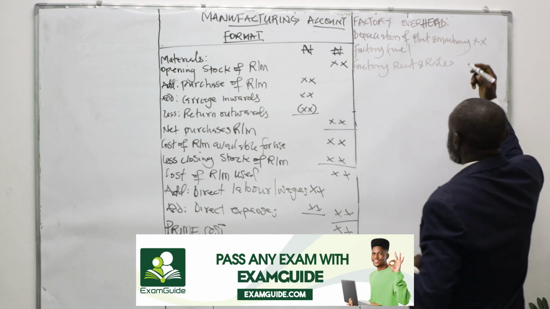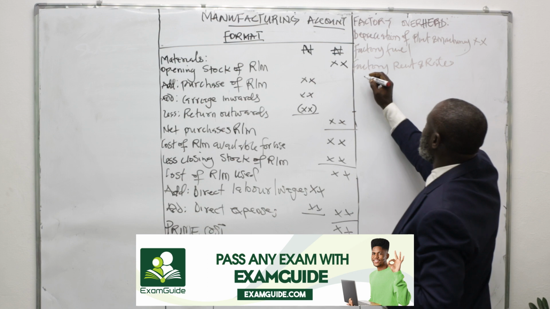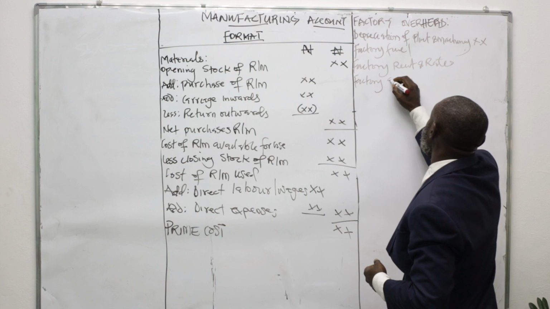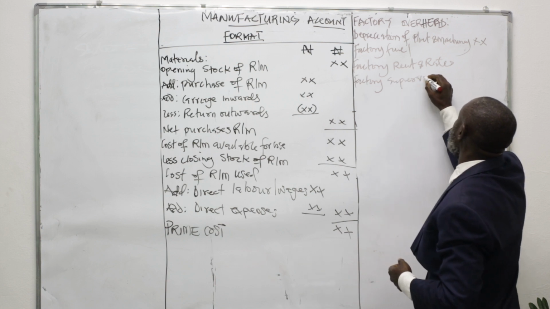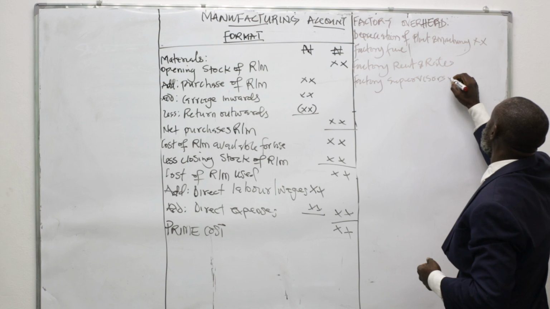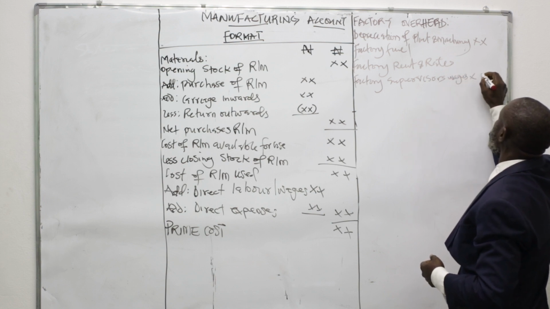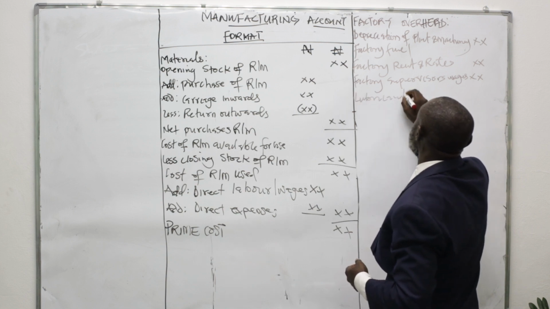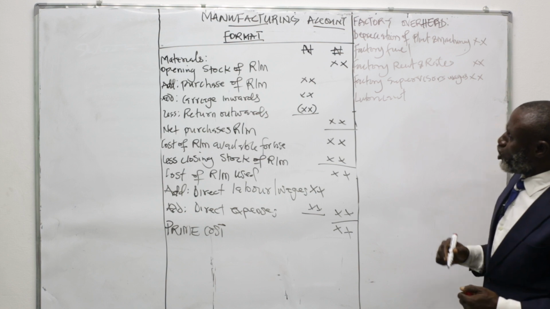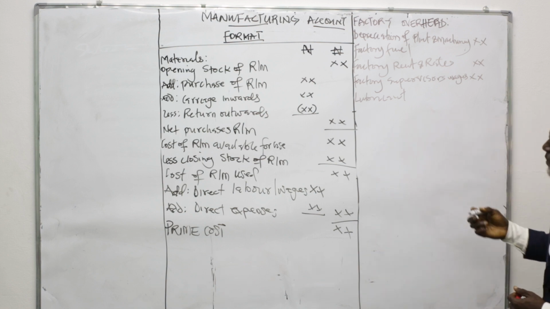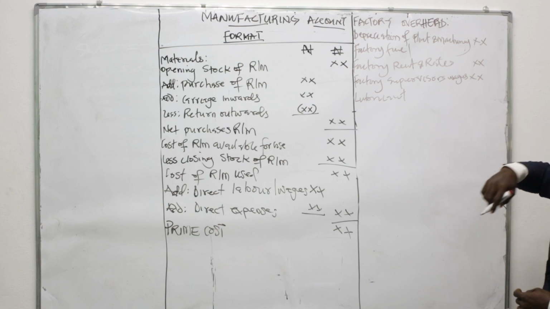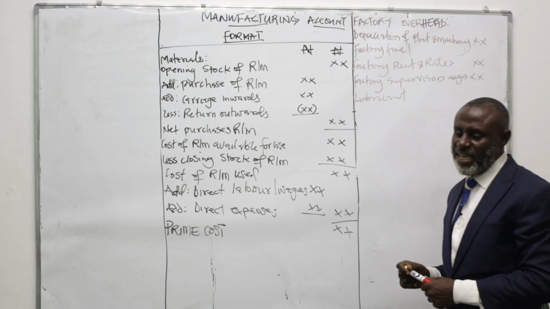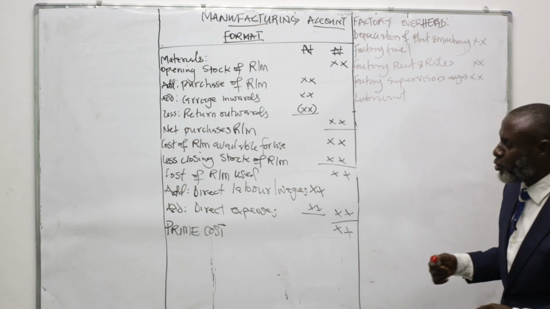So, having taken rent and rate, we can take factory supervisors' wages. We can take lubricants. They continue like that on and on. But we are going to stop here so that we can accommodate a concept that I think is important to know about. That concept is known as work in progress, WIP.